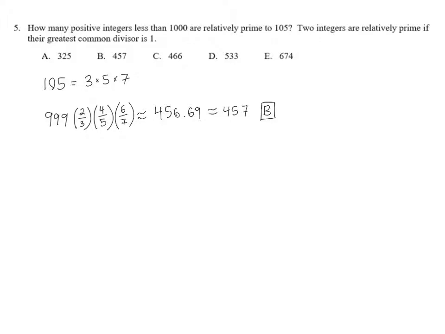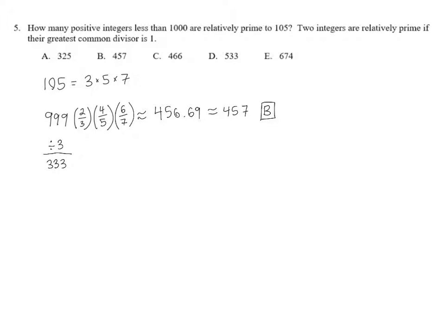Now let's go through and be a little bit more careful. Let's start by looking at the numbers that are divisible by 3. I'm going to write a division sign and 3 to mean the numbers that are divisible by 3. There are 999 positive integers less than 1,000, and 1/3 of them will be divisible by 3, so that means that 333 of them are going to be divisible by 3.